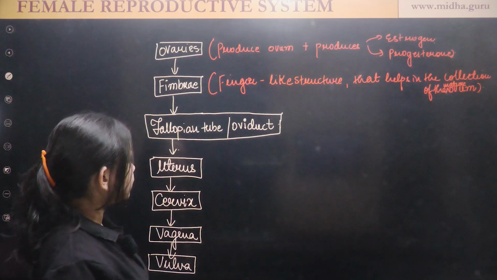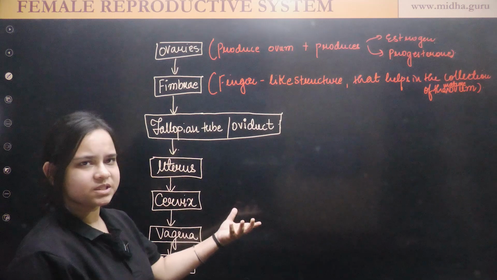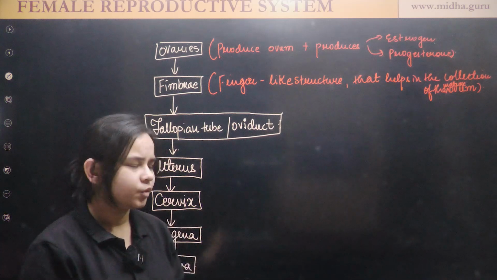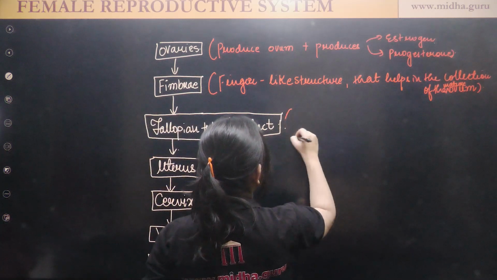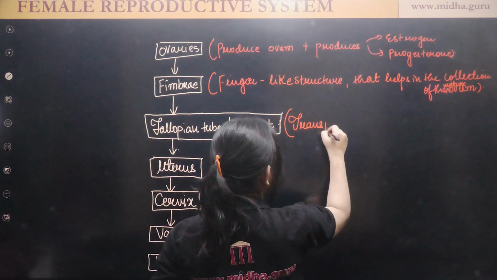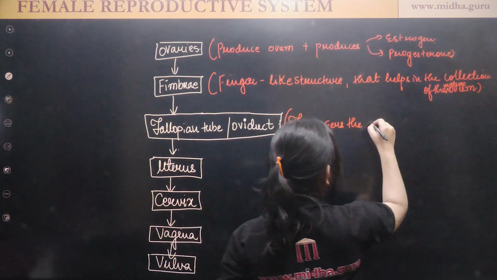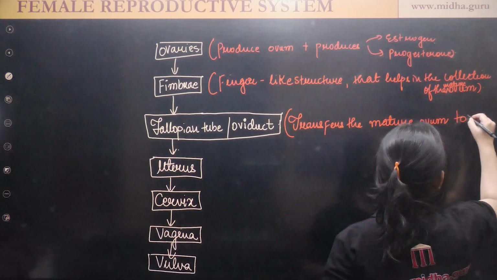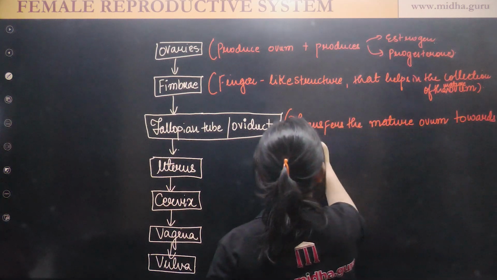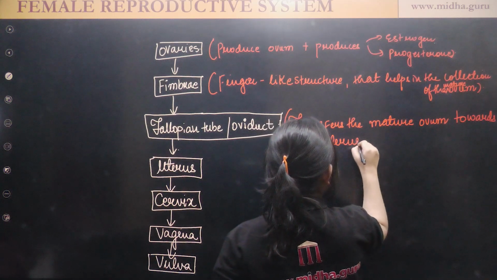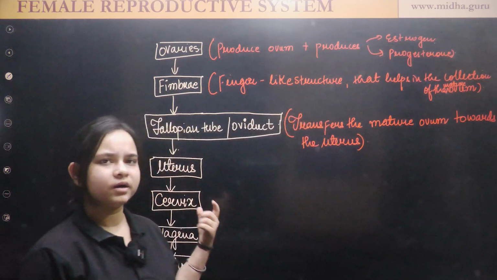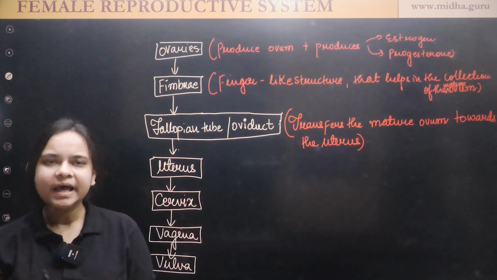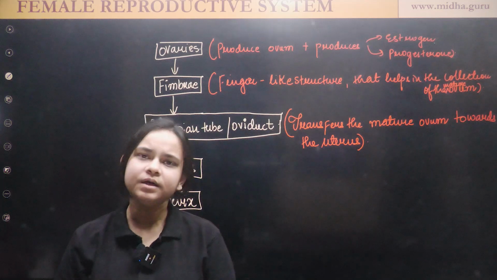So now we have the fallopian tube or the oviduct. As I have already specified, ovi means ovum; this word is derived from ovum. Duct means passage through which the ovum passes. Now the fallopian tube and oviduct basically help in transferring the mature ovum towards the uterus. And how does it do this? It has cilia along its walls. The cilia act like a wiper, continuing to oscillate and push the mature ovum towards the uterus.